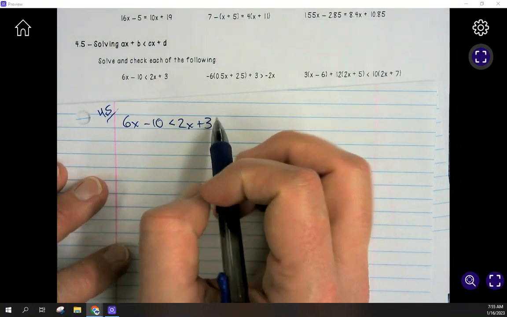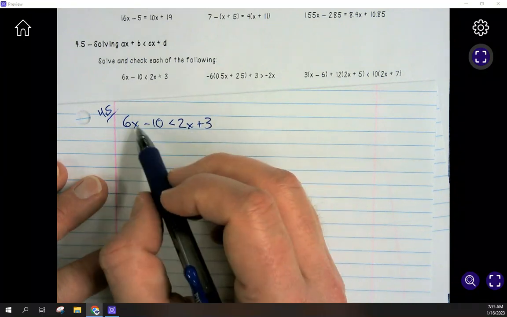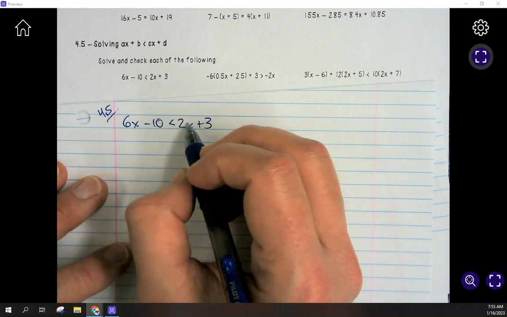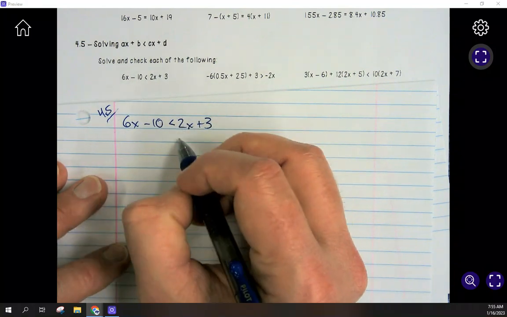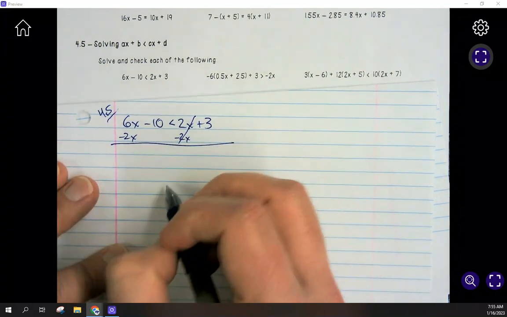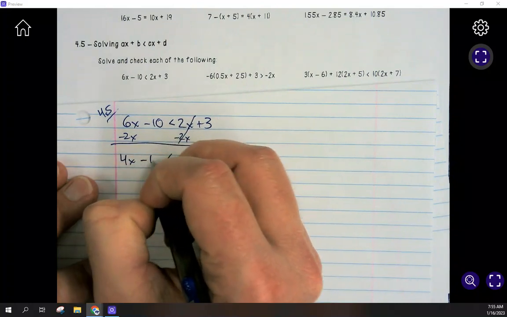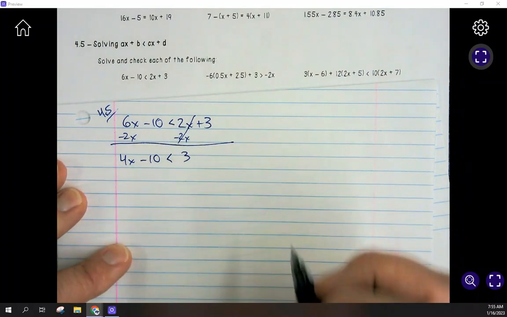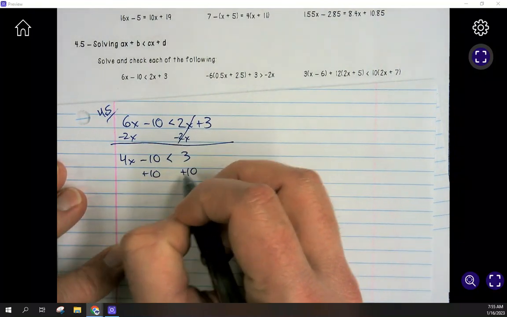So both sides are simplified. I can't combine anything on either side because one has an x, one doesn't. And so I've got an x on both sides. One of them needs to go away. Smaller of the two is the 2. So I'm going to minus the 2x. Keep this going. So it's 4x minus 10 less than 3. Pretty standard now. Add 10.